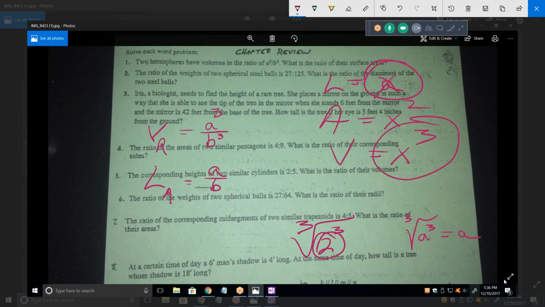Okay? So the cube root of A cubed, that's why I say they started us out with a hard one. Why couldn't they have given us an easy one with numbers in it? But that's okay. We can still do it. So now we've got the linear ratio. Tell me the area ratio.